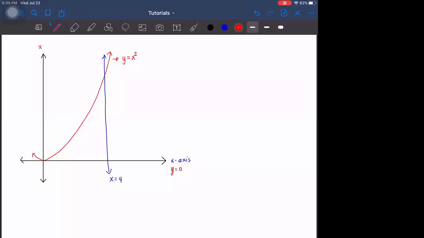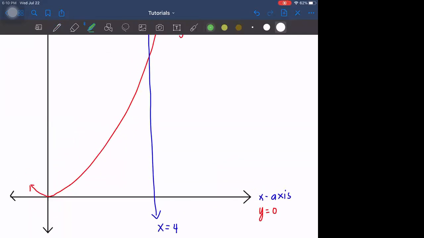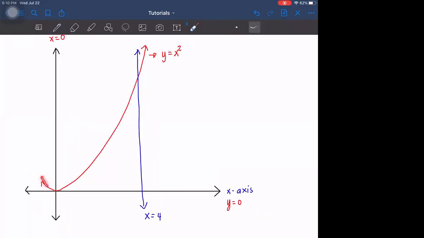Yes, x equals 0. Now, I want to find the area bounded by this parabola, the line x equals 4, and the x-axis. So where is that area? It's this region here.